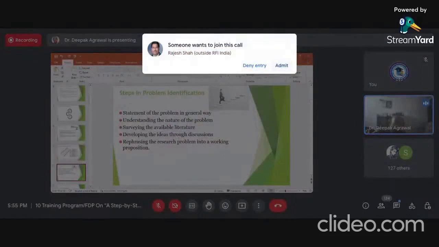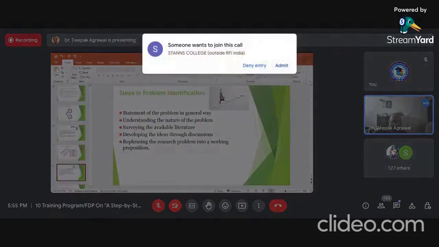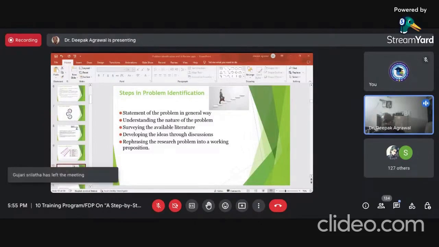I have consolidated those steps into these 5 broad categories. First is the statement of the problem in a general way, but we need to move ahead in a specific way. There is a need to understand the nature of the problem, survey the available literature, develop ideas through discussions among your peer groups and among yourself, and rephrase the research problem into a working proposition. That means rephrasing the problem as per the requirement.